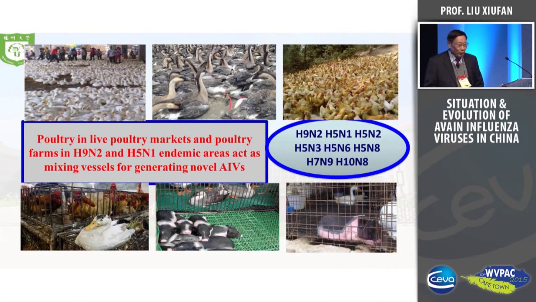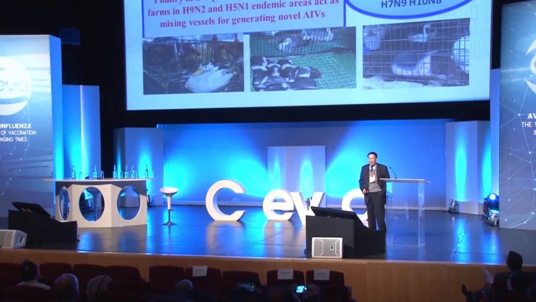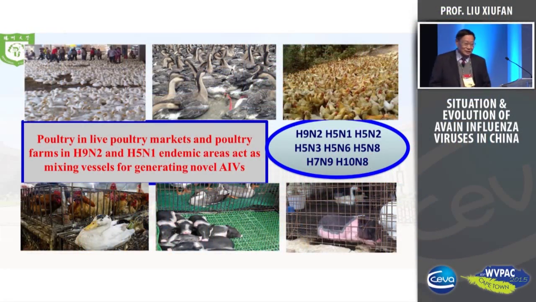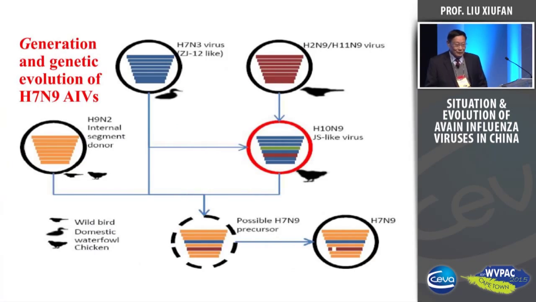So the poultry in live poultry markets and the poultry farms in H9N2 and H5N1 endemic areas act as the mixing vessel for generating the novel AIVs. I will introduce you to the individual reassortants.